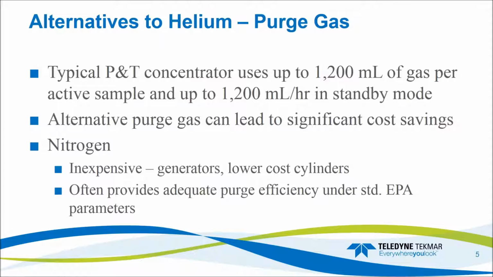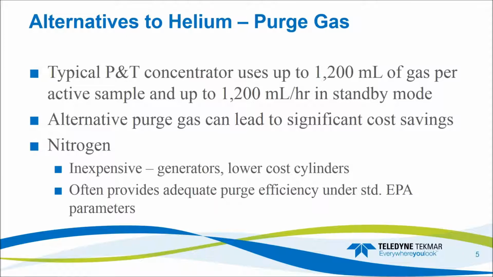Well, our second use of helium in our analysis would be on the purge and trap side. So just looking at the typical gas use in a concentrator, it takes up to 1,200 milliliters of gas per active sample. So that includes purging, dry purging if you're using dry purge in your analysis, bake time, sample draining. Add all that up, you come up to over a liter of gas used per sample.